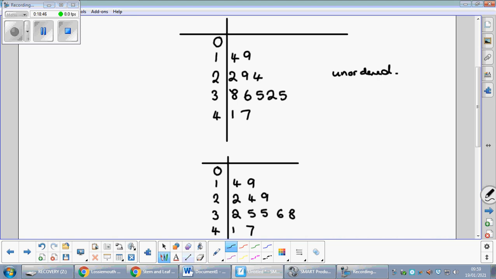Okay. What do we need? We need a key. So we'll put 3 stroke 2 equals 32. And that's your stem and leaf diagram. Okay? Oh, you'll hear the clock, so I'm in school.